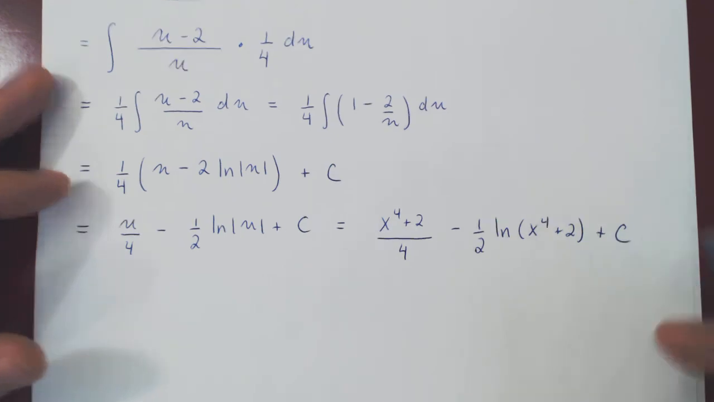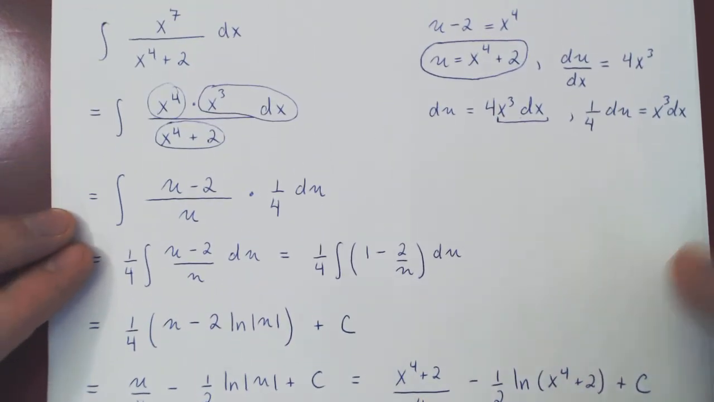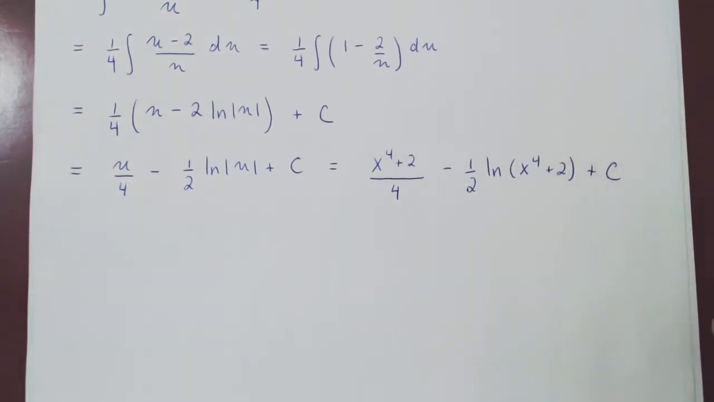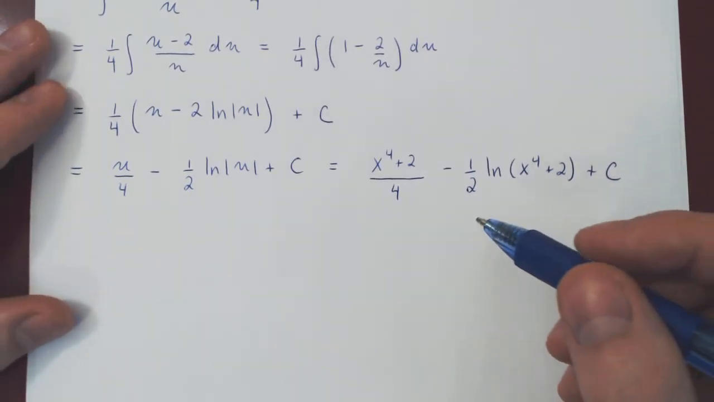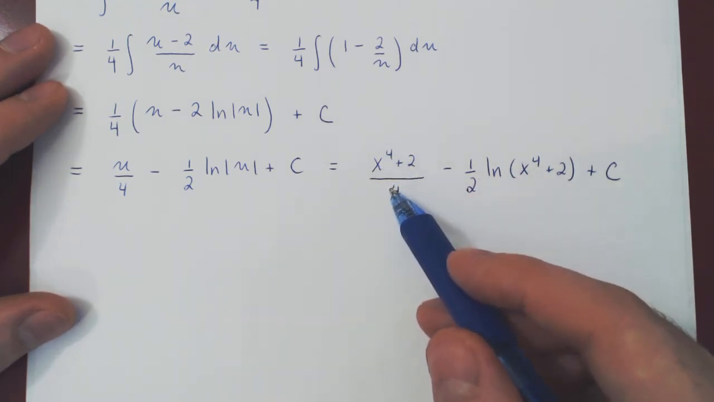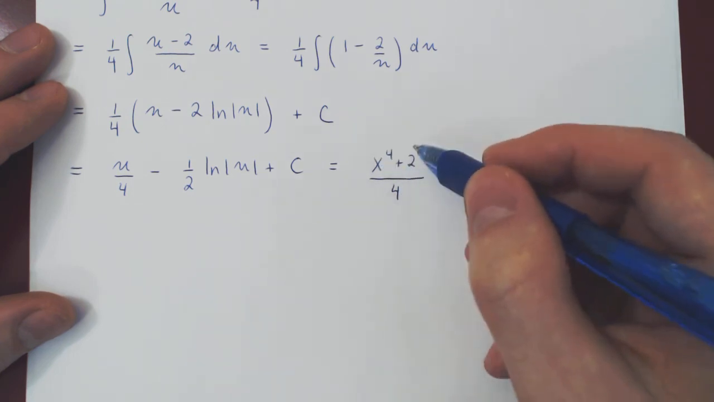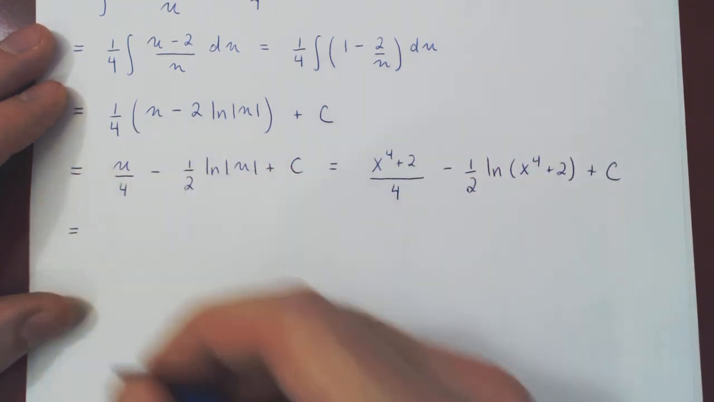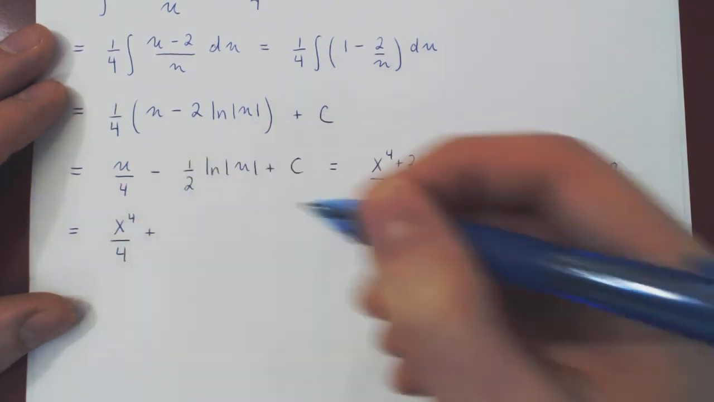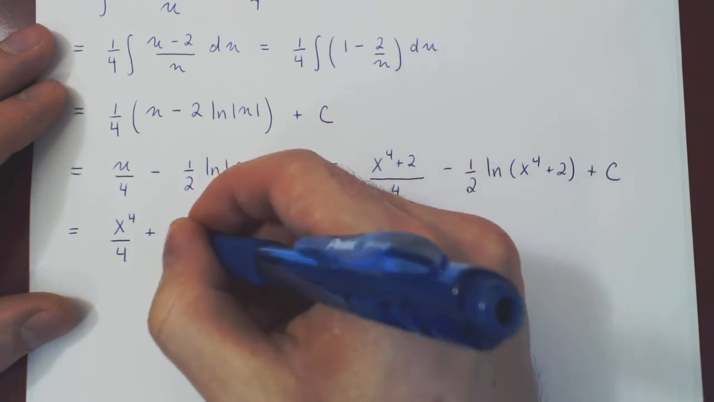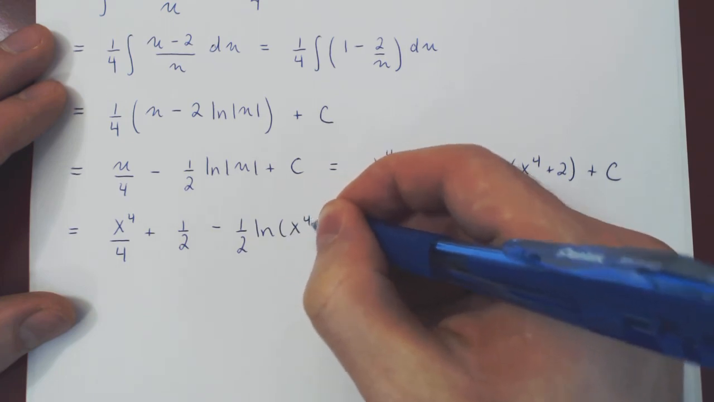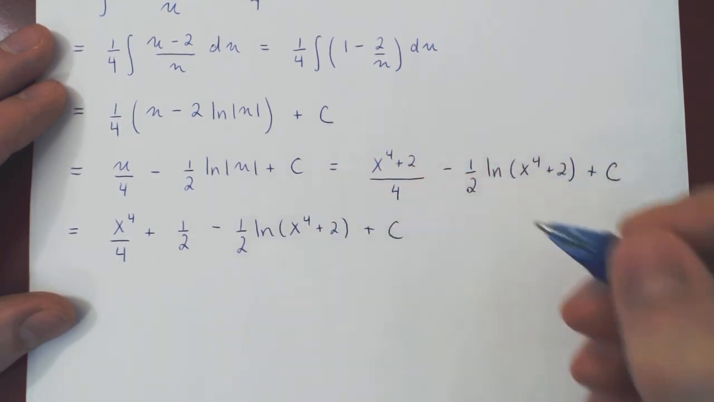The answer to our original integral. Now there is one last comment that I want to make here. It's a subtle one, but it's worth mentioning. Look what we have here: x to the 4 plus 2 over 4. What if we divide across here, and write this as x to the 4 over 4 plus, well, 2 over 4 is 1/2, minus 1/2 the ln of x to the 4 plus 2 plus c.